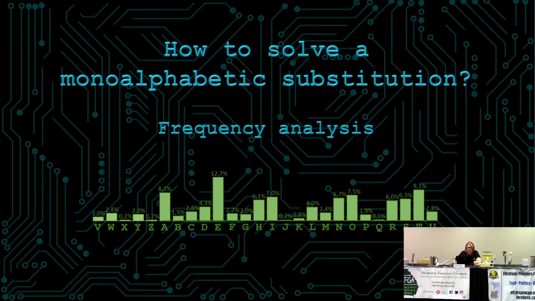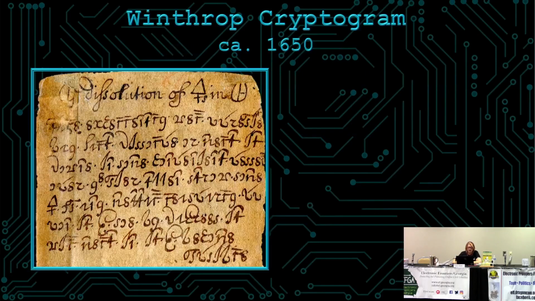And so here we see the highest bar on there is an E, which means about 12 to 13% of letters in a typical English text are going to be the letter E. So if we're translating something and the squiggle S is the most common thing there, it is likely, not necessarily absolutely, but likely to be an E. It's a place to start.